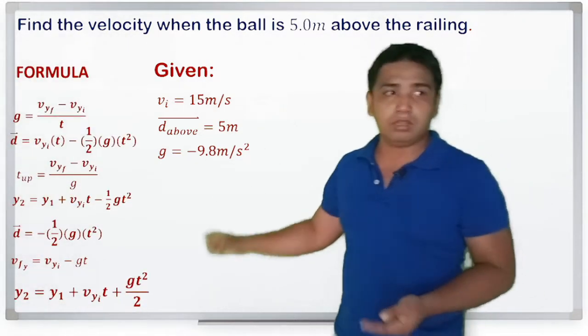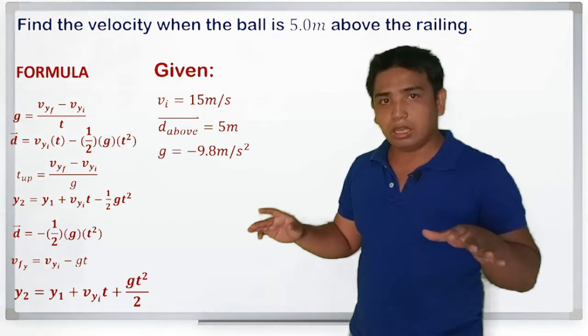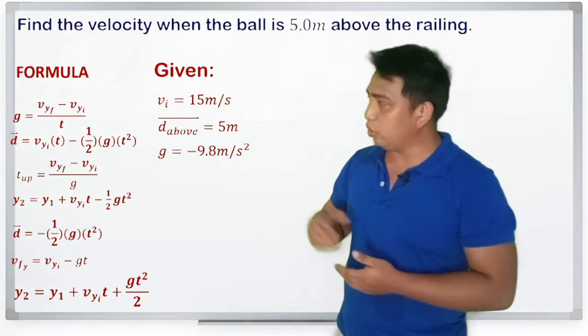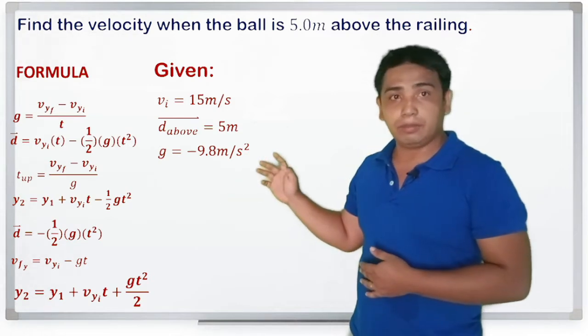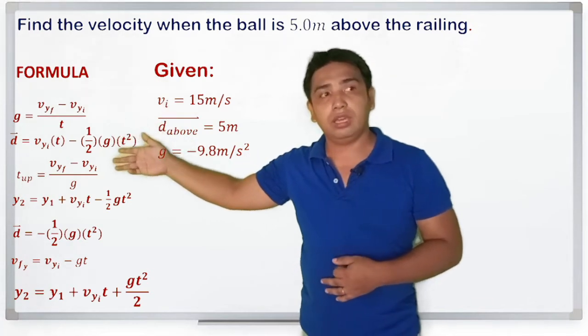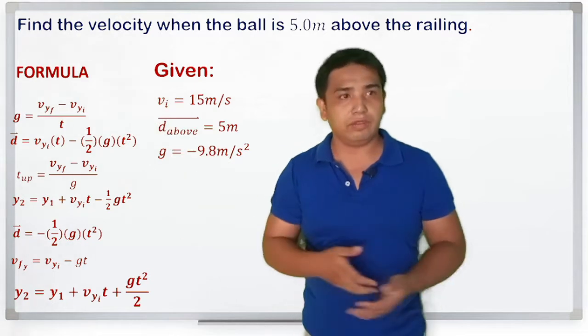So if you check out the formula, you will see that there is no equation that you can use to solve the velocity given displacement or position and the initial velocity. So we have to derive another formula.